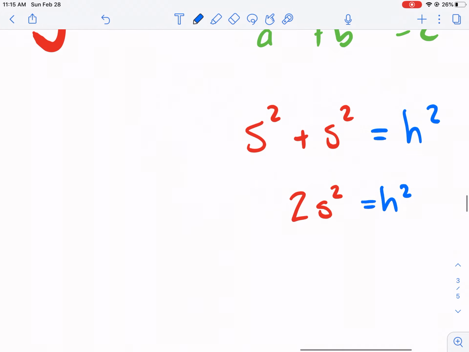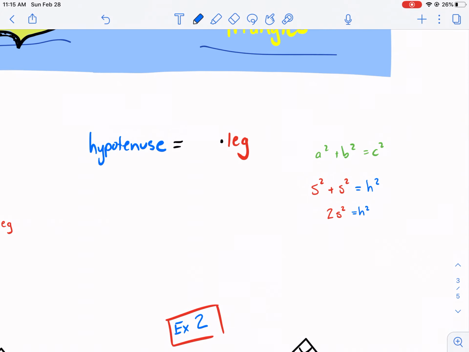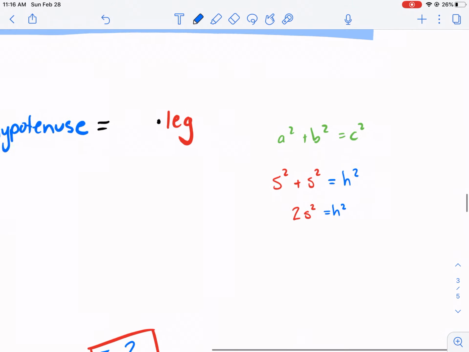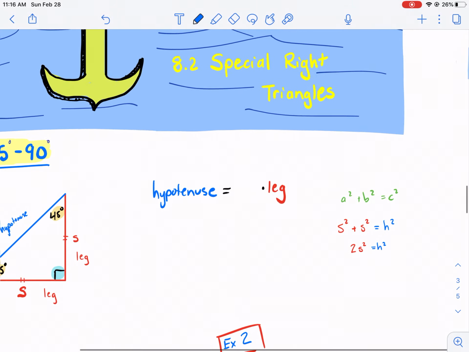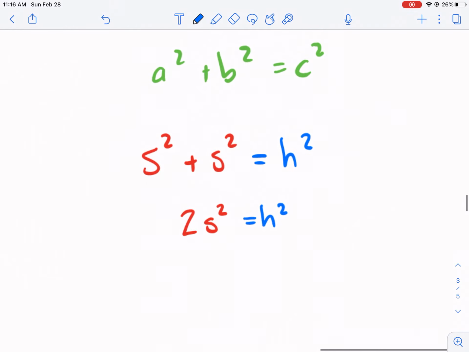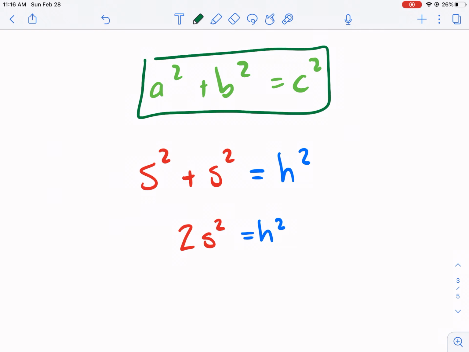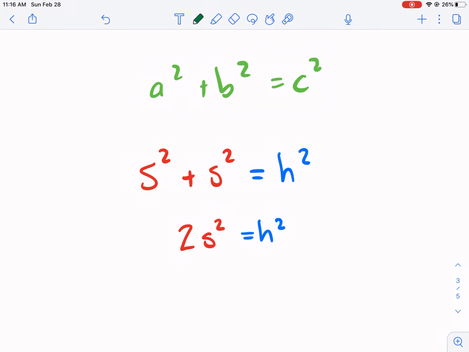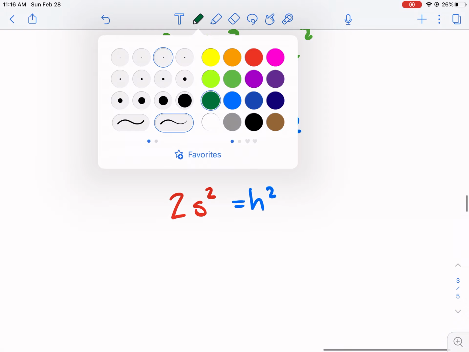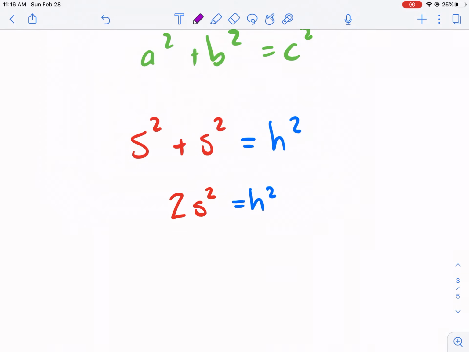Just in case you're lost on what we're doing, I'm trying to show the relationship between the hypotenuse and the leg. This is the important thing about these special right triangles: they have an inherent relationship that we don't need to use the Pythagorean theorem to solve for. We can just look at it as sight recognition, okay? So I'm trying to discover that right here.